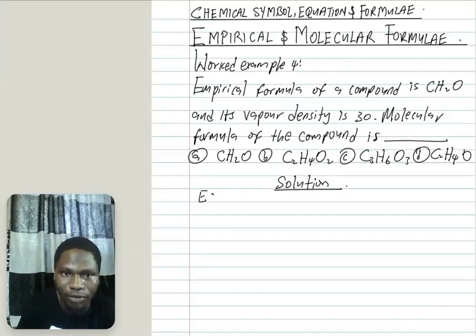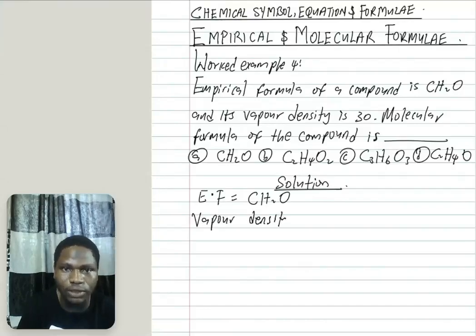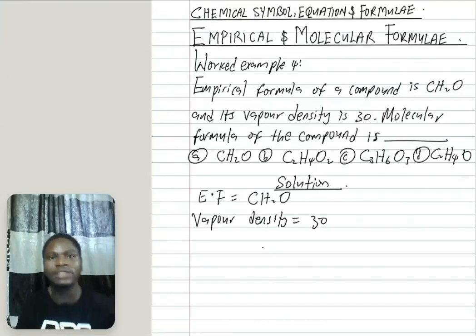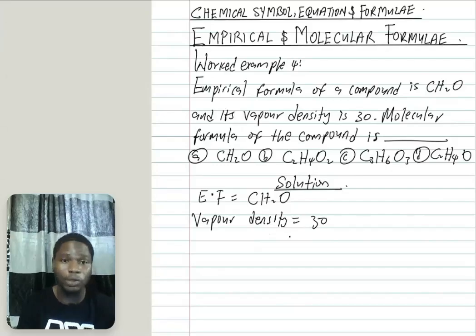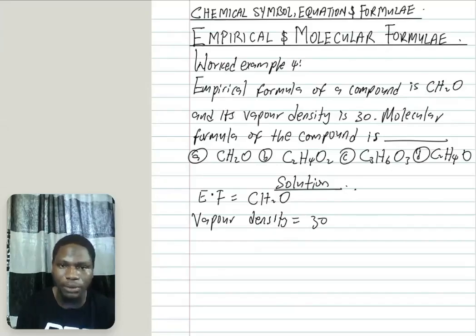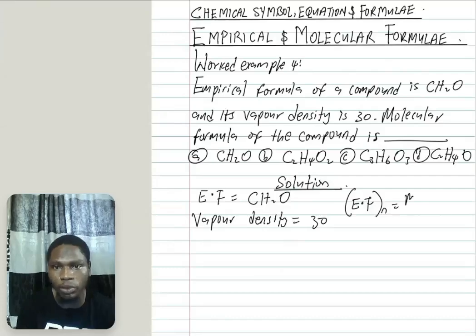You have the empirical formula, that's CH2O, and you were given the vapor density. You have the vapor density of this compound to be 30. Now you are asked to find the molecular formula. Guys, remember that to find the molecular formula, molecular mass is needed. Remember I gave you a formula: empirical formula times N equals molecular mass.